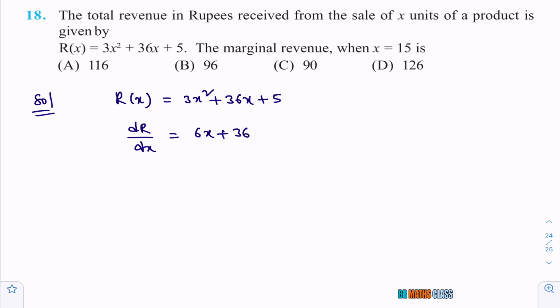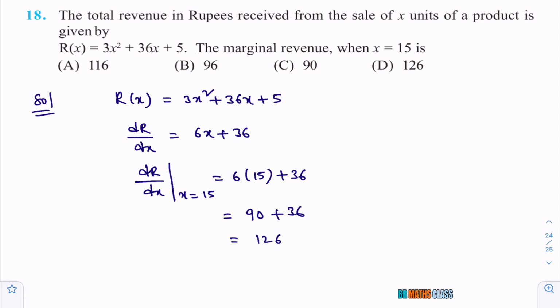Now what are they asking? dr by dx when x equal to 15. So dr by dx when x equal to 15 is 6 into 15 plus 36. 6 into 15 is 90, plus 36, 90 plus 36 is 126. So the marginal revenue is 126. I hope you understand this. With this, the rate measure topic is completed.